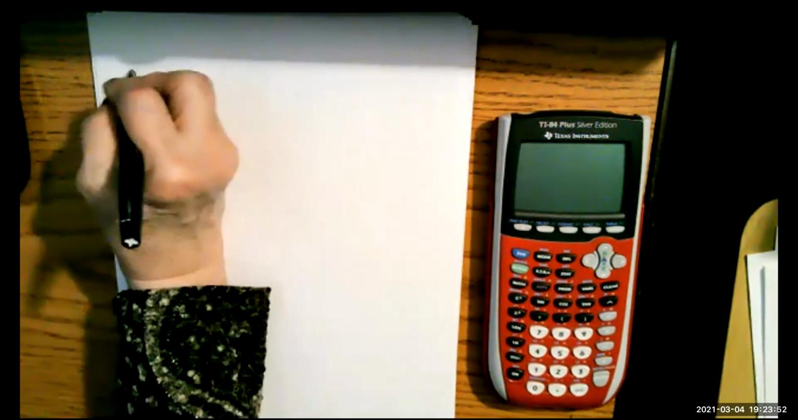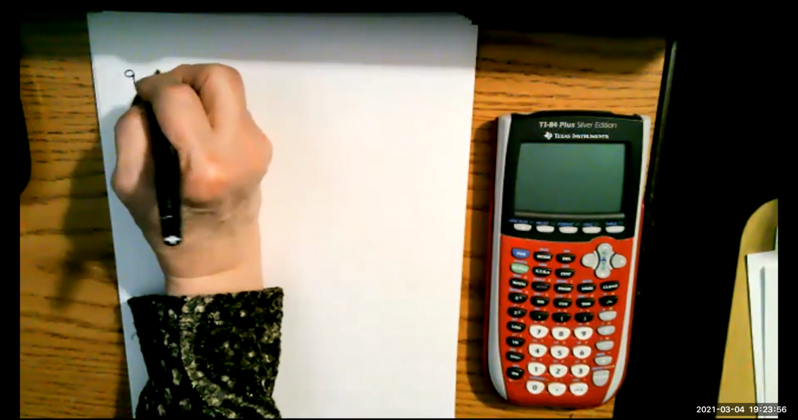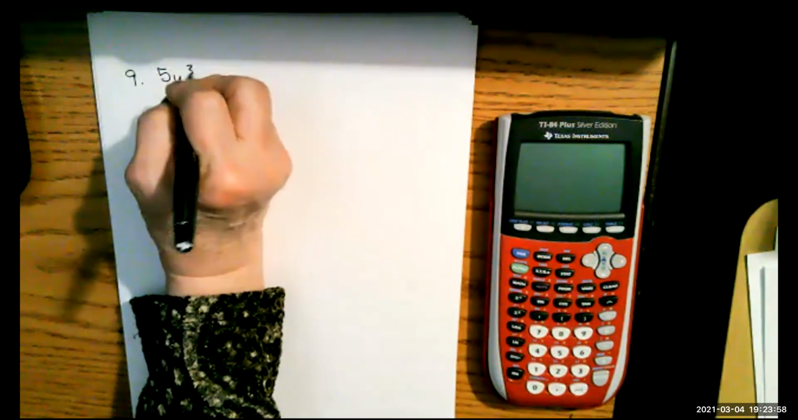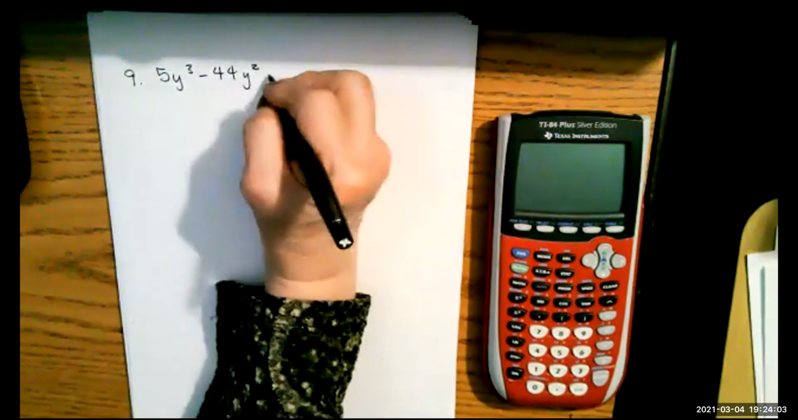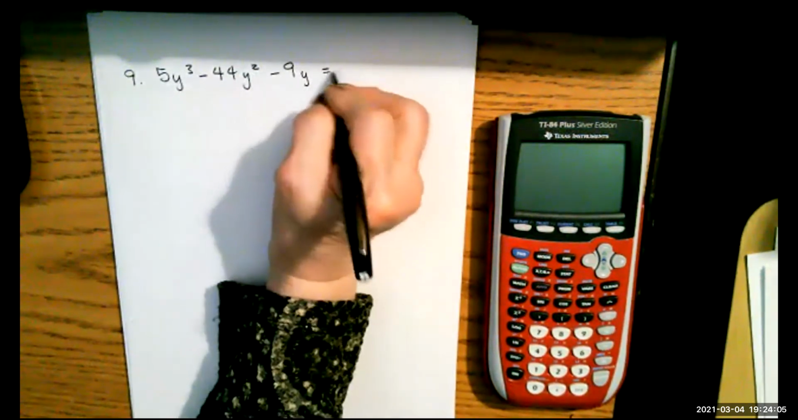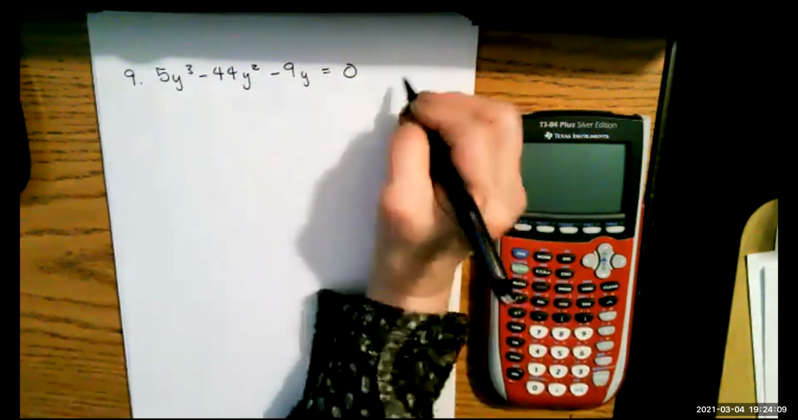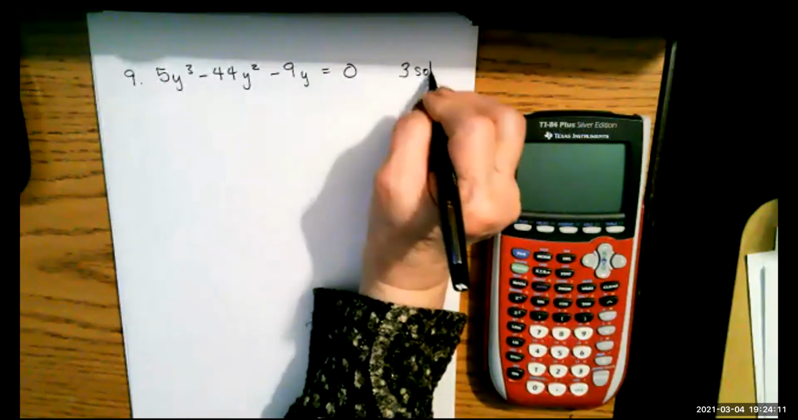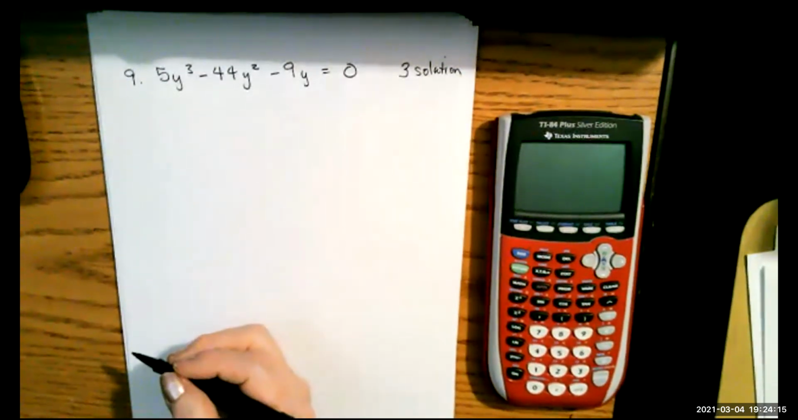All right, let's try another one. Let's try number 9. Number 9 is 5y cubed minus 44y squared minus 9y equals 0. This is a cubic equation, so it's going to have 3 answers, or 3 solutions, or 3 x-intercepts, or 3 zeros.